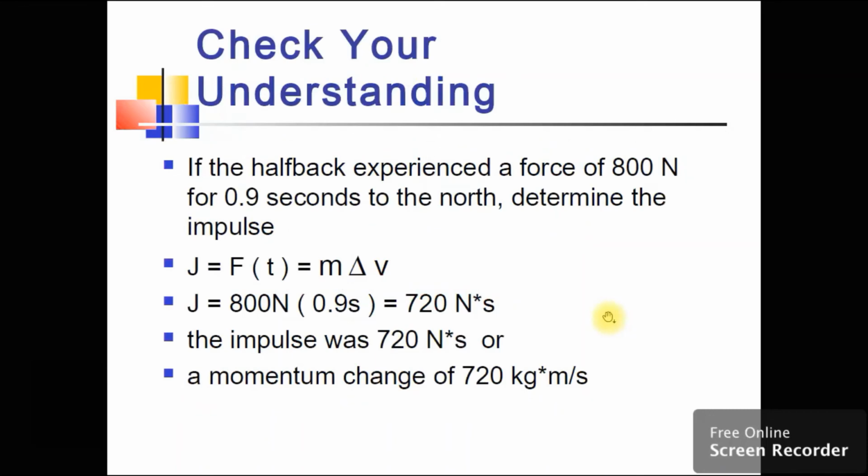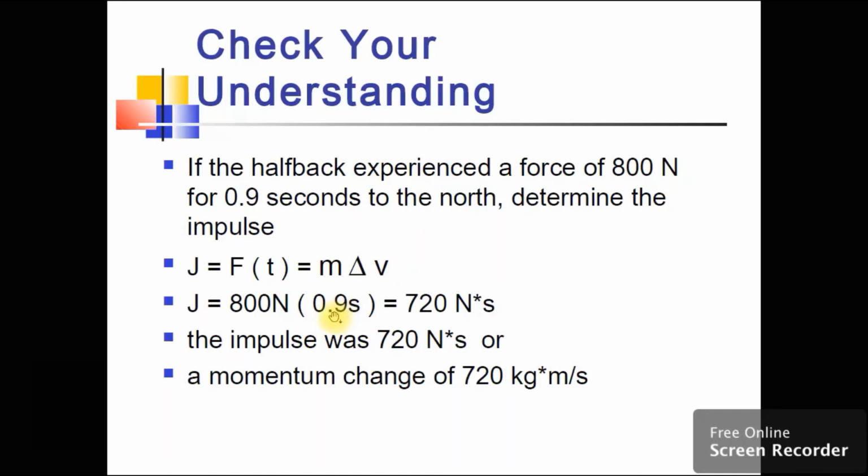All right, so let's do 2 or 3 problems, and then we'll call it a day. Oh, and once again, there's a mistake on the slide. This should not be a J, it is an I for impulse. If the halfback experienced a force of 800 newtons for 0.9 seconds to the north, determine the impulse. Impulse equals force times time, and that's what we have here. Force times time. So we plug in 800 newtons in 0.9 seconds.